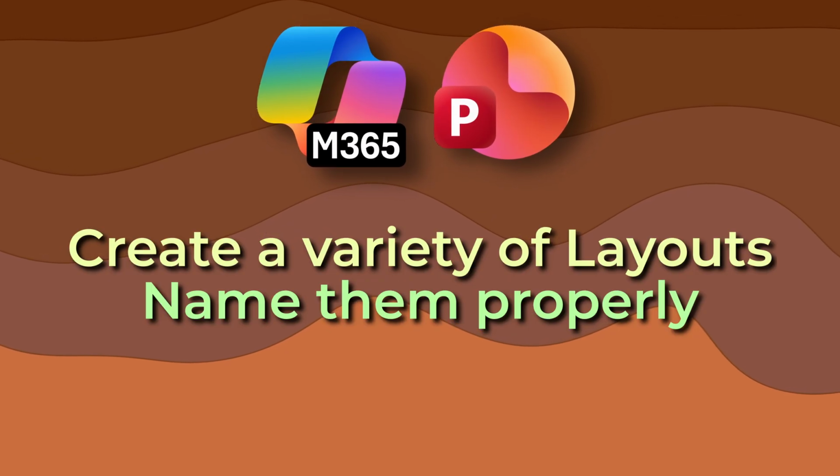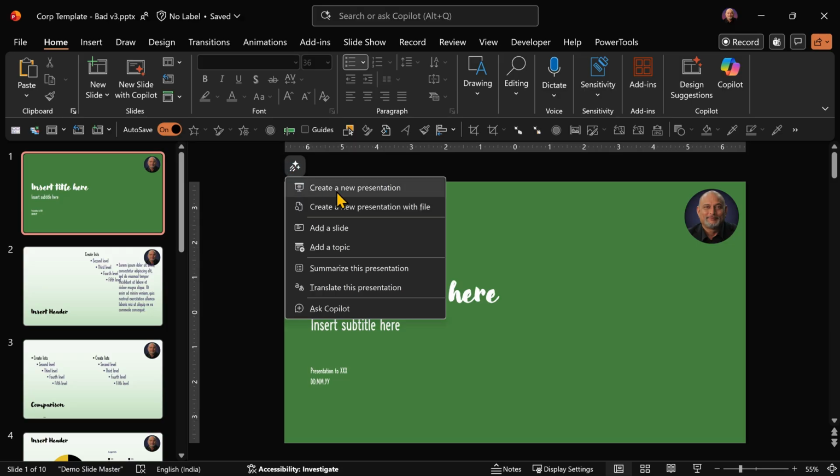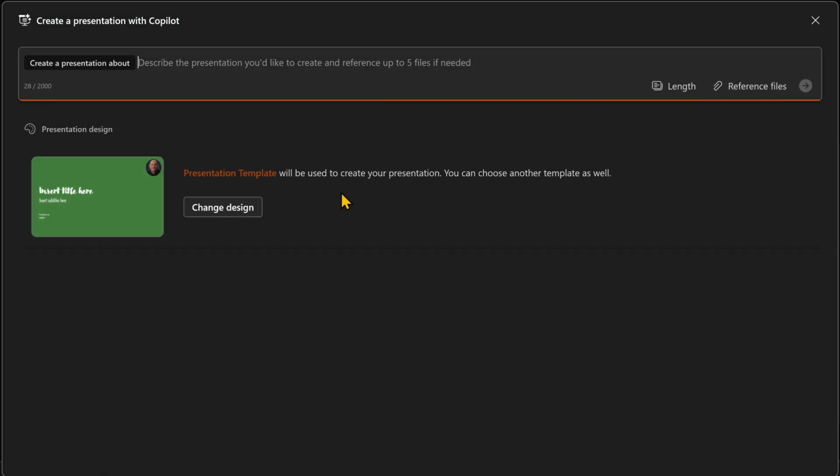Once this is done, save your template, go to normal view, click on the Copilot icon, and create a new presentation. The template will appear here to reassure you that this is the template it's going to use. And then you will get a much better quality output from Copilot.